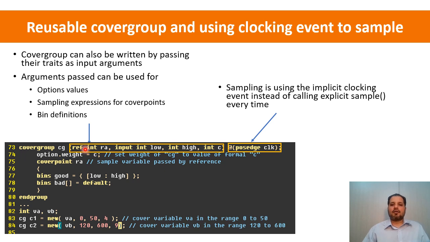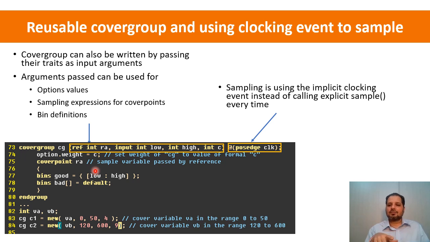If you pass by value, then what happens is only when you create that particular CG, meaning when you call new, whatever value is present in that particular variable gets sampled again and again. So if you are using a particular variable as a part of your cover point, then you have to pass it through ref. But if you are using a particular input argument to either define an option or to construct some bin, you can pass those by value. There is not a problem, because those you cannot change anyway.